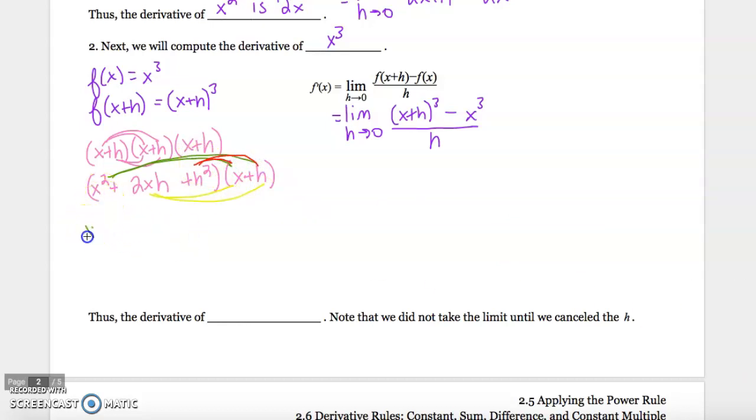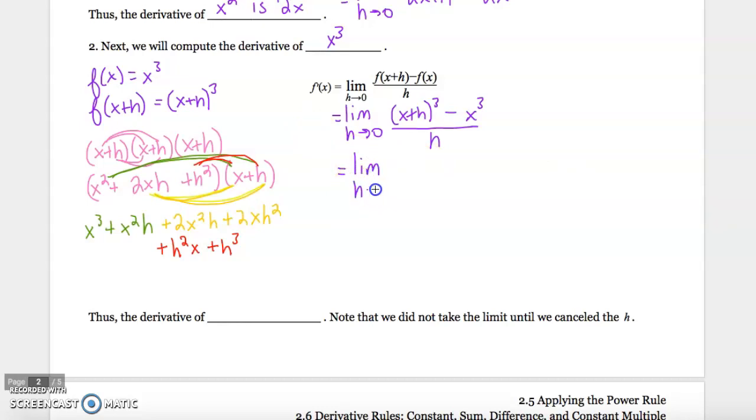Okay, so x squared times x would give me x cubed. x squared times h would give me x squared h. All right, now with my, I don't think that yellow is going to be good. We'll change it to a gold color instead. 2xh times x would be 2x squared h. 2xh times h would be 2xh squared. And then last but not least, we got h squared times x, which would be h squared x, plus h squared times h would be h cubed. Wow, okay, so then we have a lot of stuff going on.